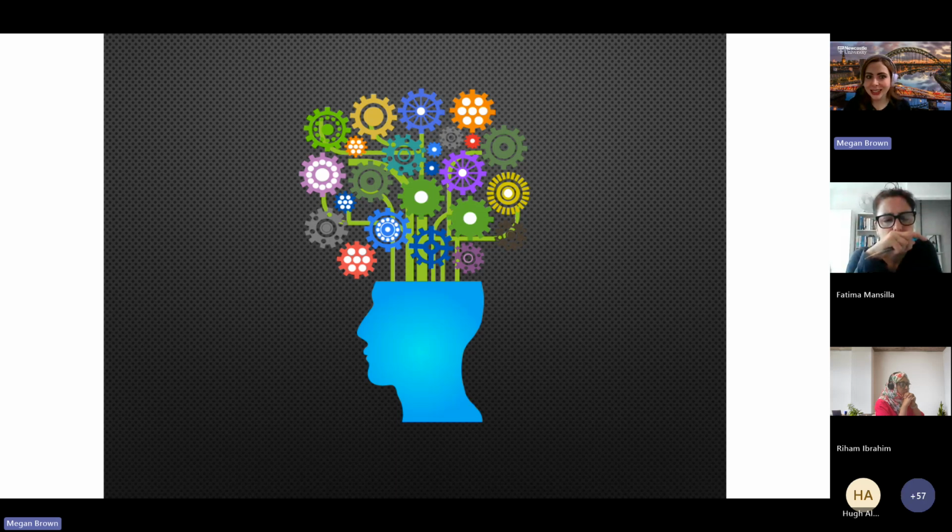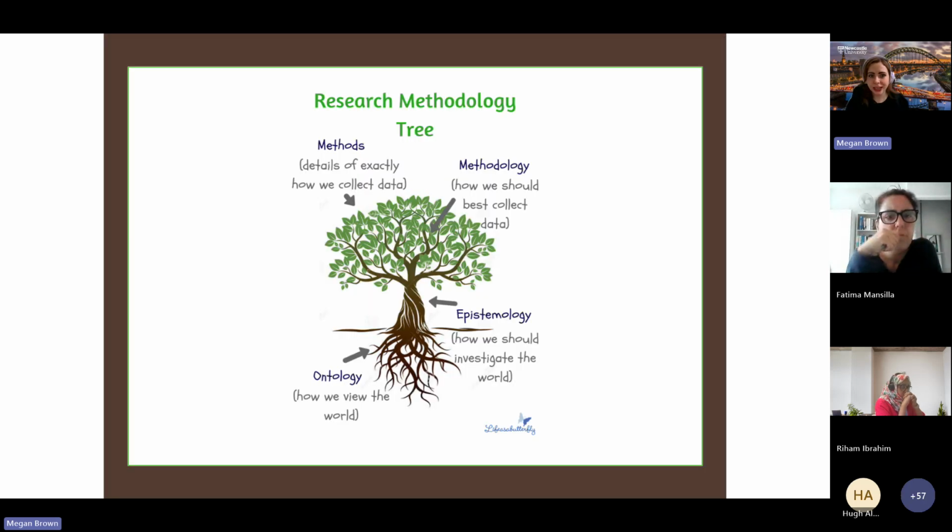I really like this slide, the research methodology tree. So as you'll see, we've talked about the foundations of clinical education research. That's the point of us having this webinar today. And really these assumptions that form your paradigm, your ontology, your epistemology at the base of the tree, the roots of the tree, they're the underpinning foundations to your research.